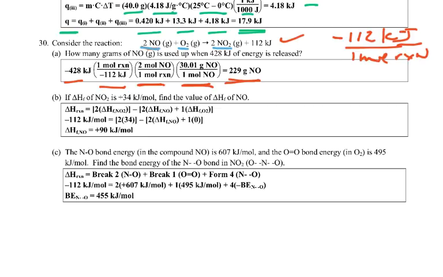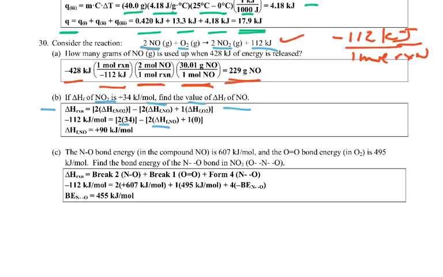So here what we do is we have delta H of the reaction is 2 times the heat of formation of NO2, that's our product, minus 2 times the delta H of formation of the NO and 1 delta H of formation of O2, which is 0 anyway. So we'll put in our numbers. And so the delta H of reaction is negative 112, and that was given in the equation. 2 times 34 and 2 times x plus 0.